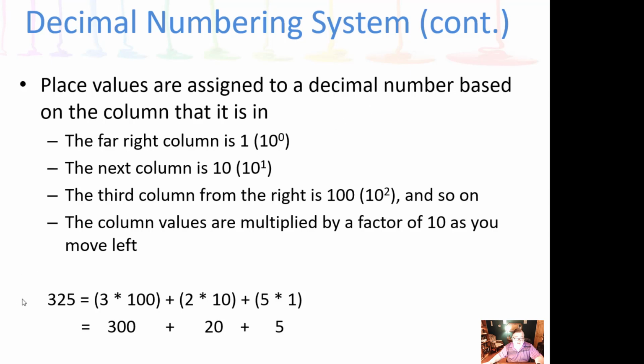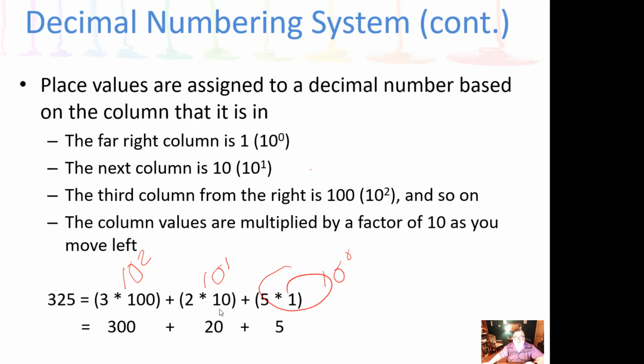So if we look at a number here like 325, I can separate it into 3 columns. We have the ones column, which is 5 times 1. I've got the tens column, 2 times 10. And remember, this 1 is actually 10 to the 0 power. And then we have 2 times 10, which is 10 to the first power. And then we have 3 times 100, which is 10 to the second power, 10 squared. So if I multiply these out, 5 times 1 is 5.